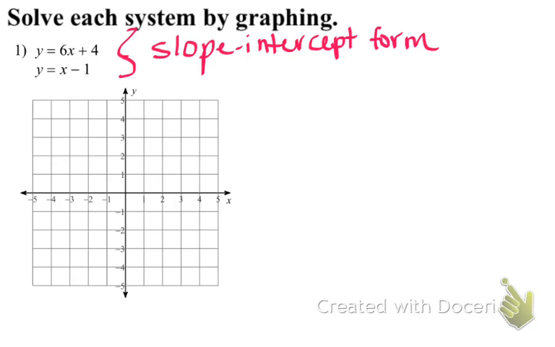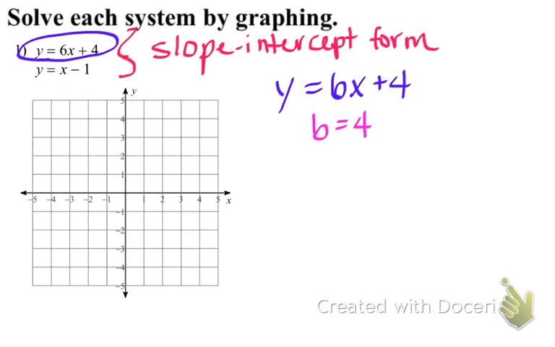So if I look at equation 1, and I'll just call that the top equation, this first one in blue. It'll be y equals 6x plus 4. Well, we can very easily identify what our slope is and what our y-intercept is. Our y-intercept is 4, and our slope is 6. So I'm going to begin at 4, so I'm going to plot my point right here at 4. And then my slope is 6. So that means I can rise 6 and run 1.